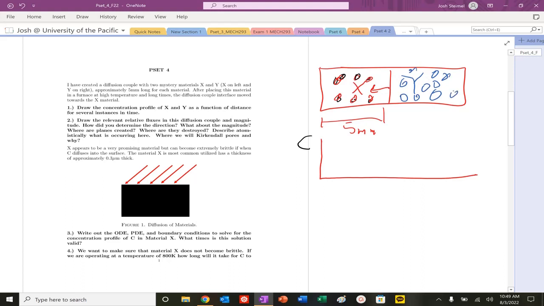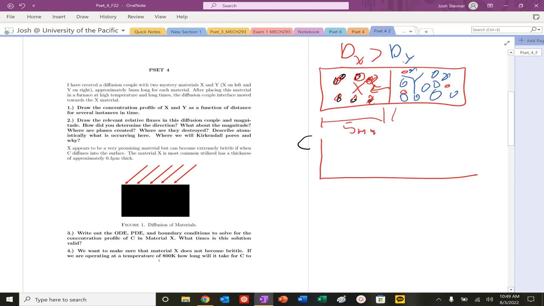Why is that? That seems to indicate that the red atoms are moving this way. They're filling up these planes here, creating extra planes. There are vacancies left behind here, extra planes that are killing a lot of the red atoms that move. And so we're going to get expansion over here, contraction over here. So basically, I could say that the diffusivity of X is greater than the diffusivity of my Y.